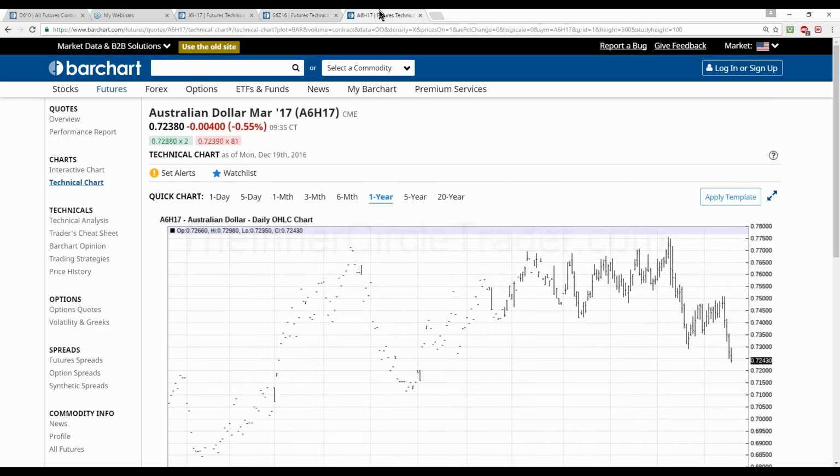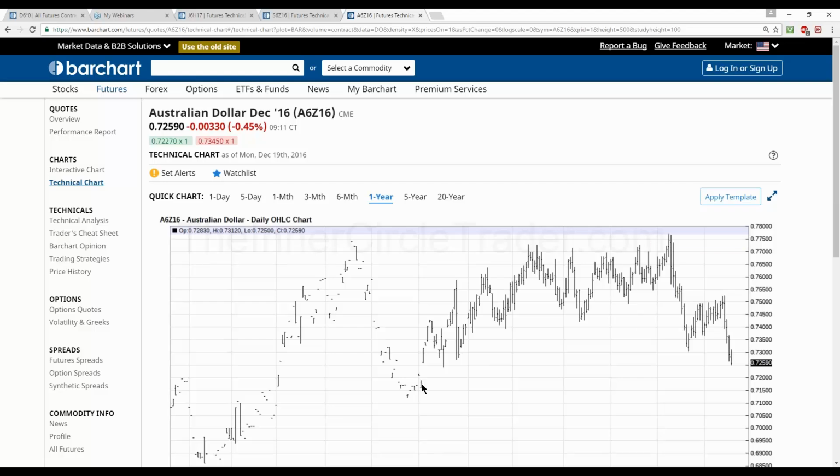All right, here's the March contract of Australian dollar. And let's scoot over here a little bit. All right, you see this gap down here? It's really obvious down here. But we're going to drop out to the December contract. So we have this gap here from this bar's close to this bar's open. There's a big gap in there.